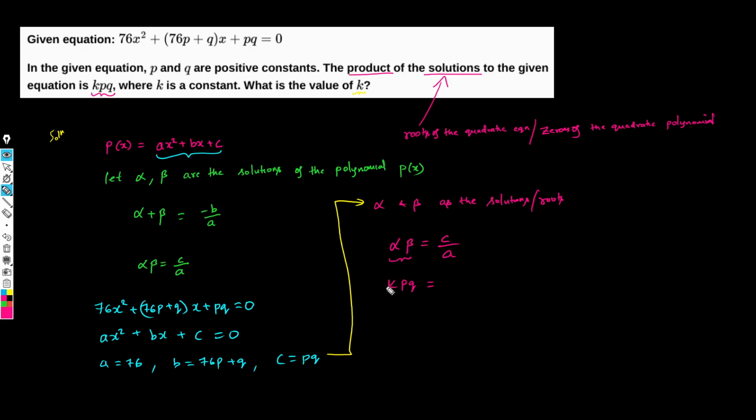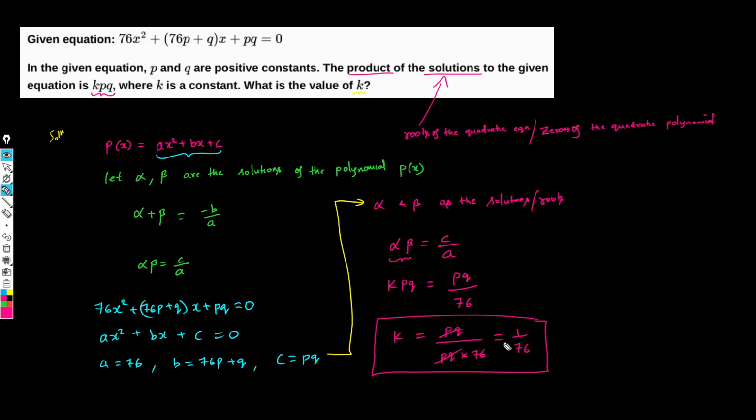That is equal to, what is c? C is pq divided by, what is a? That is 76. I can take the pq to the denominator on the right side. So that becomes pq divided by pq into 76. pq gets cancelled. I'm left with 1 by 76. The value of the unknown k for this problem is 1 divided by 76.